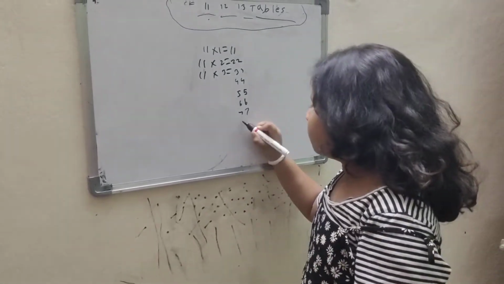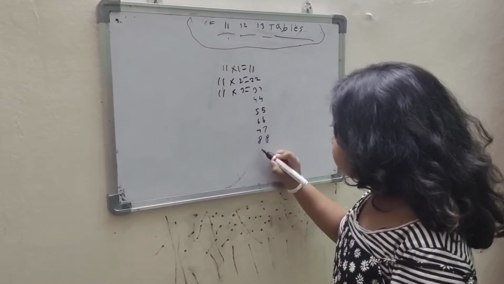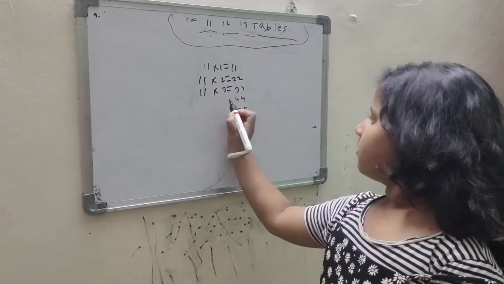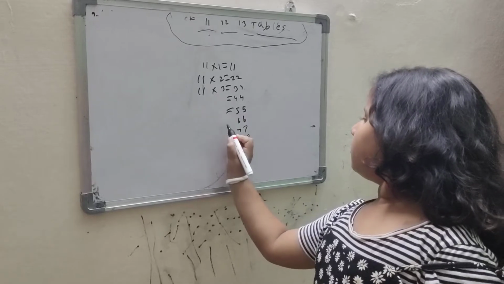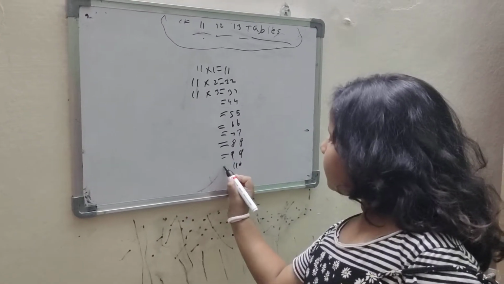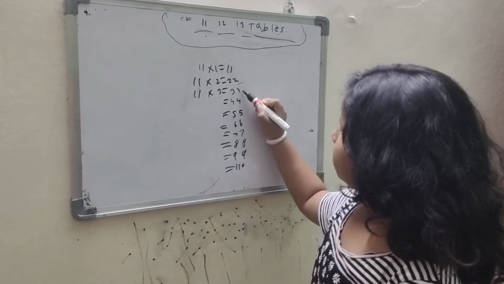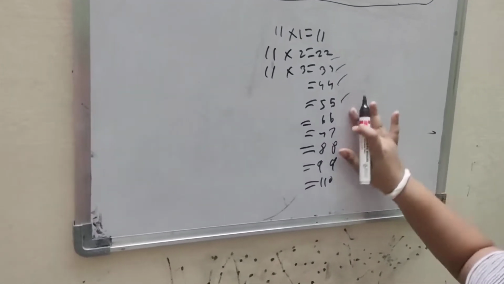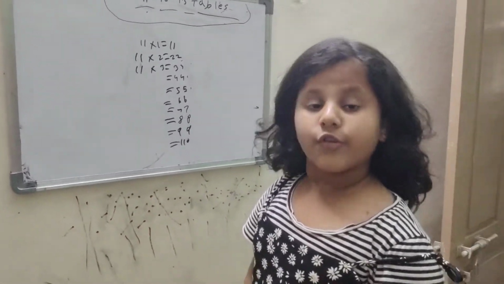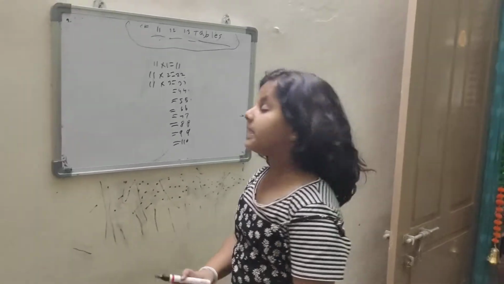I'm telling you, like this we can write. 110. So these answers are the easiest to do. See, this is 22, 33, 44. Wait. First, while reading the table, I will tell you. Maybe you can understand. That's better.